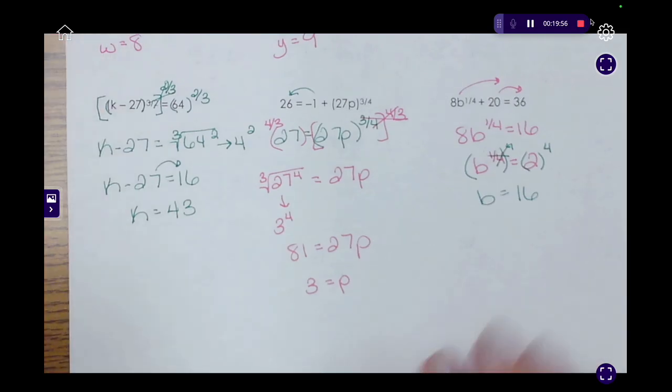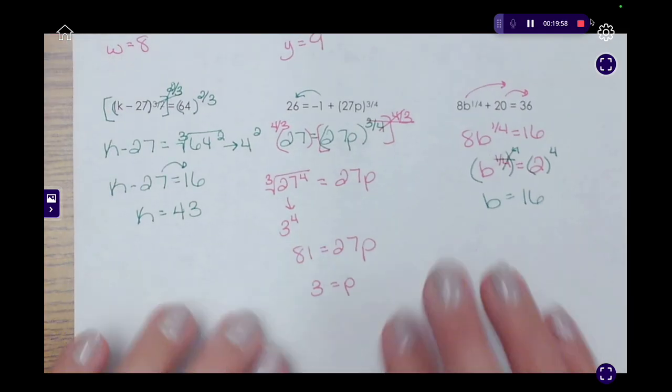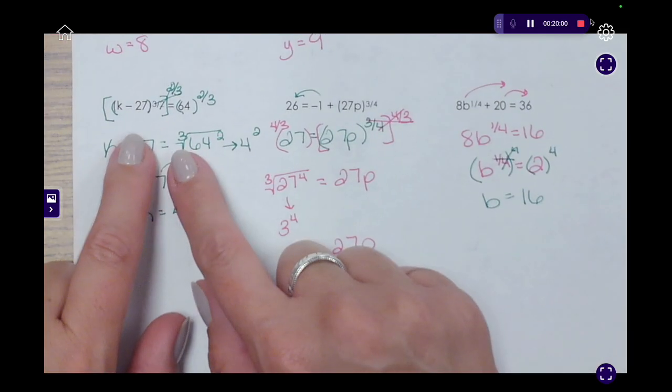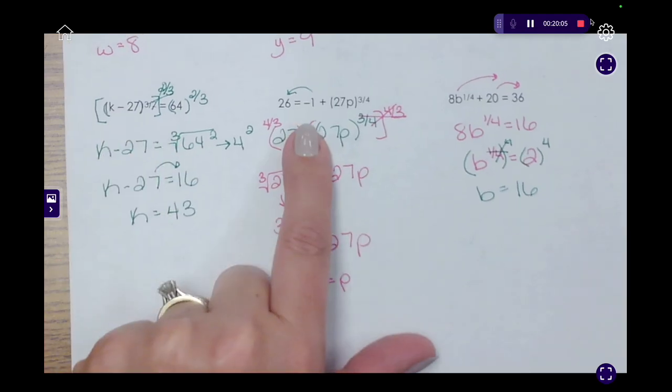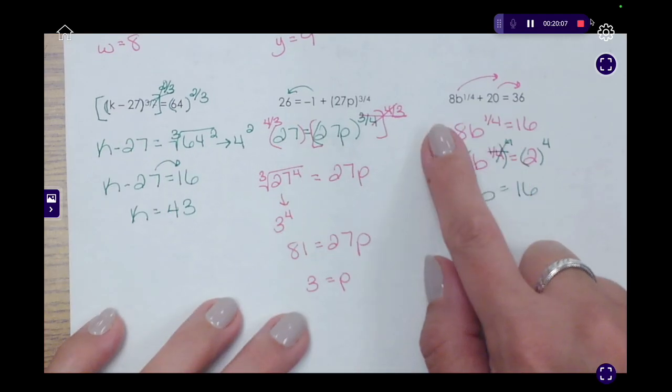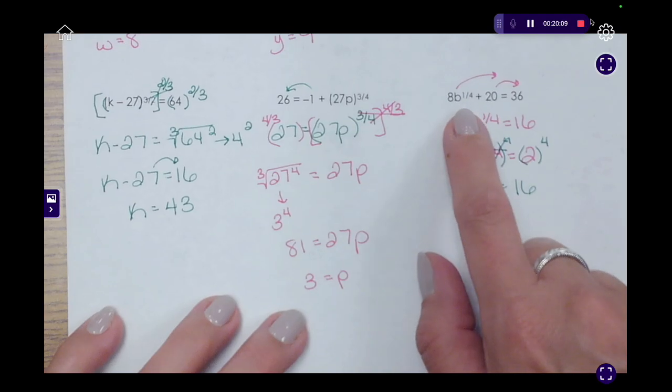Okay, so make sure with the equations you understand when you're raising it to that reciprocal. Here, everything was in parentheses, so I had to do it first. Here, I had to move the 1 first. Here, I had to move the 20 and the 8 because there were no parentheses, and the only thing that was being raised was that b value.